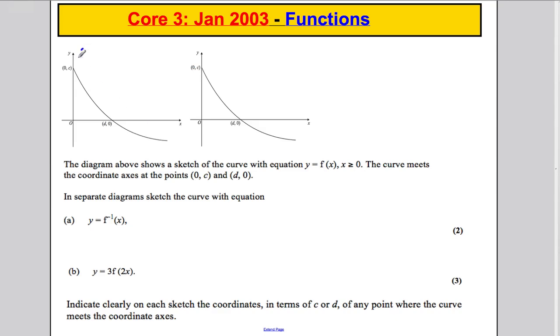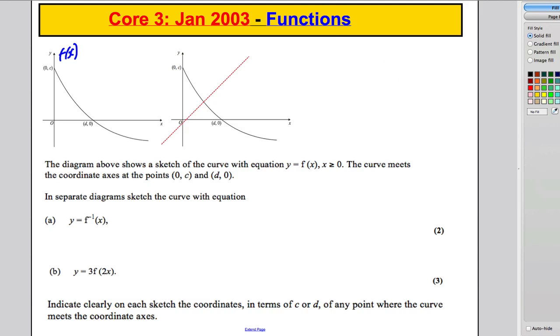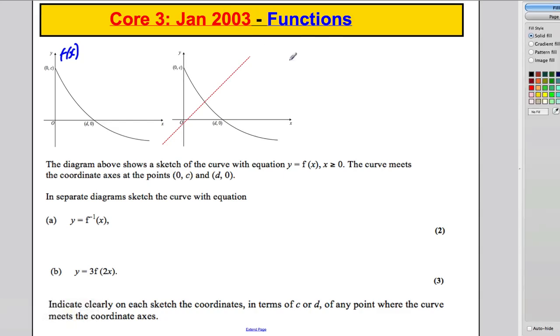We are told this is the function f of x here, and the curve meets the axes at (0, c) and (d, 0). On separate diagrams, show the inverse function and the function 3f of 2x. I've drawn an extra axis here. The inverse function is the reflection of this in the line y is x. So I'm going to draw a line y is x like so, and make it quite thin, just so it doesn't confuse us, maybe even dotted. So it's going to be a reflection in that line.